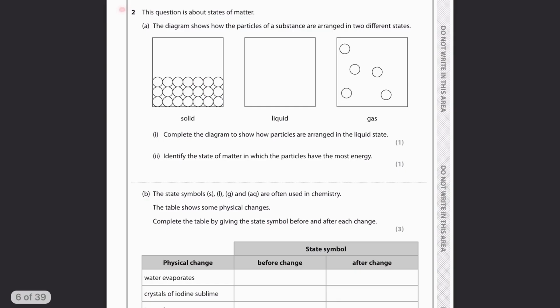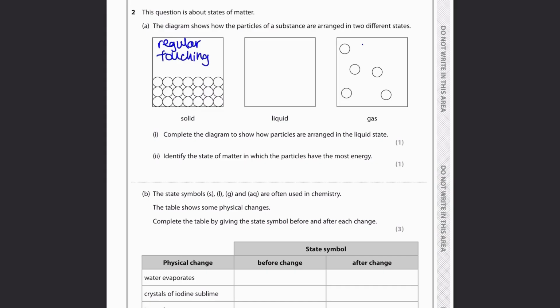Okay, question 2. This question is about states of matter. The diagram shows how the particles of a substance are arranged in 2 different states. That would be solid and gas here. And it says, complete the diagram to show how particles are arranged in the liquid state. So there's a few key things I want you to focus on here. For the solid, it is arranged in a regular pattern, and they're touching.